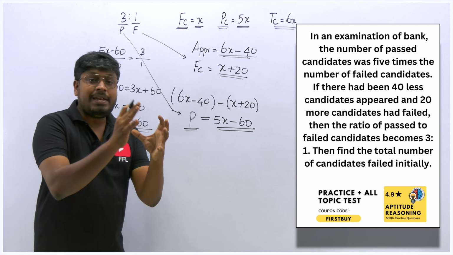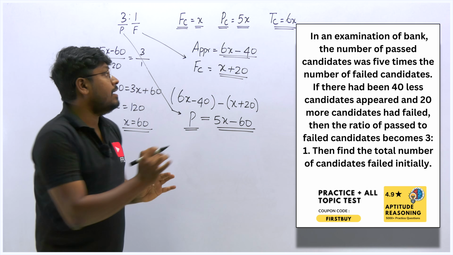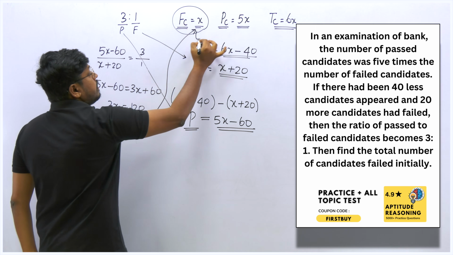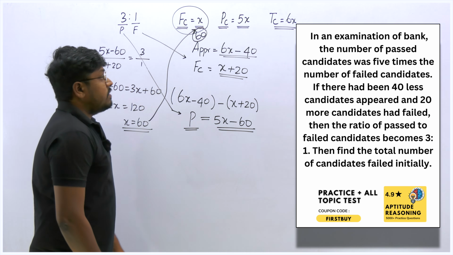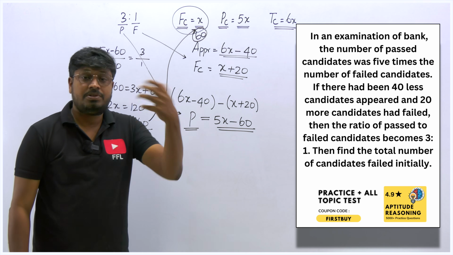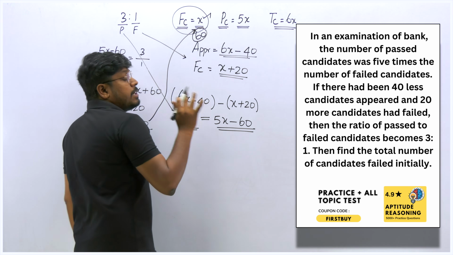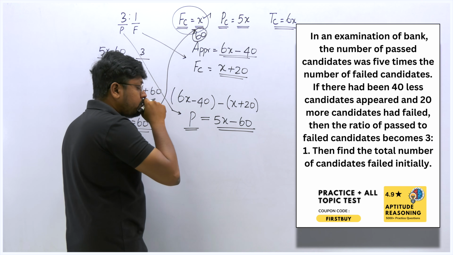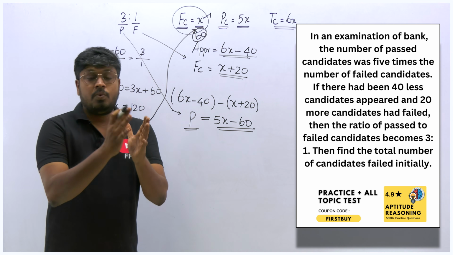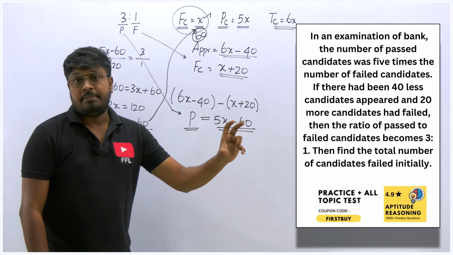So finally we got the value of X is equal to 60. Now check what we need to find here: the total number of candidates failed initially. So initially this many candidates failed, so the answer for this question is 60. Right? So friends, understood or not? They are not asking how many students failed after the change in appearance. They are just asking initially. Initially, we assumed X is the total number of candidates who failed. So now we found the total number of candidates who failed in the examination. So friends, understood or not? The question looks very simple.